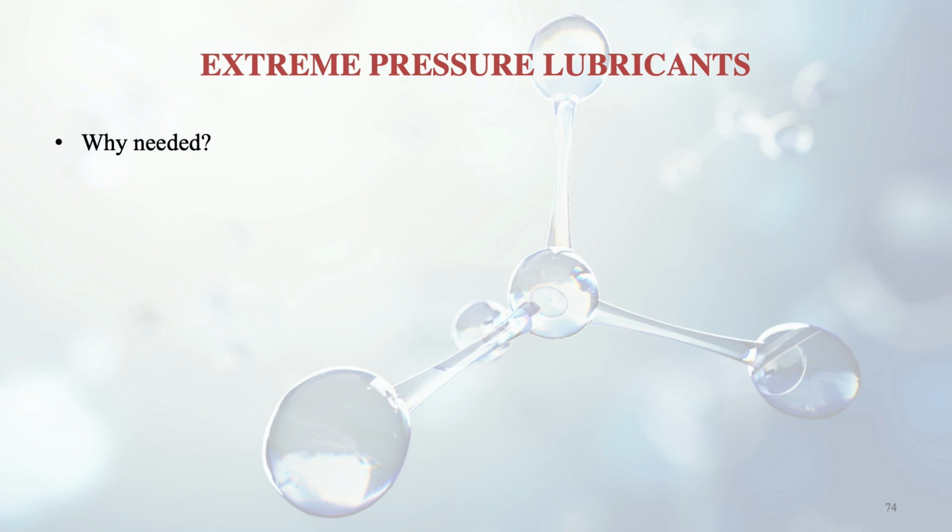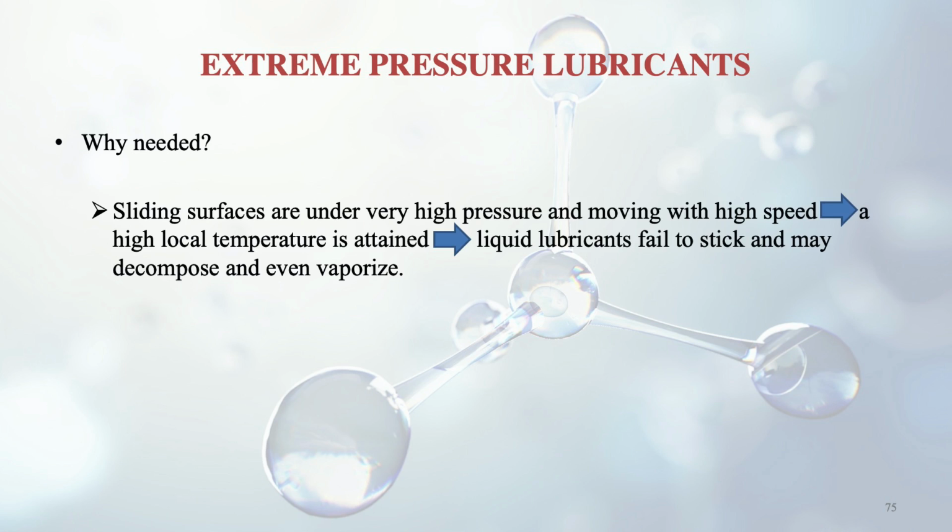So after discussing the first two, thick film lubrication and thin film lubrication, we move on to extreme pressure lubrication, and why it is needed. There are sliding surfaces which are under very high pressure and moving with high speed. So what will happen? A high local temperature is attained, and this further leads to lubricants which fail to stick, and so they may decompose and even vaporize. That's why this type of lubrication is needed in such conditions.